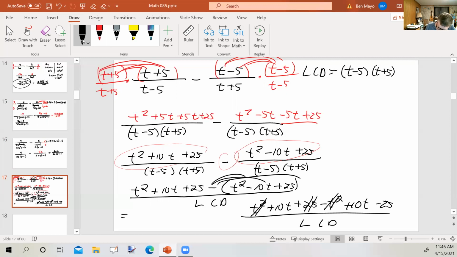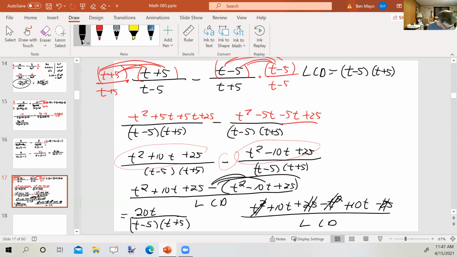All right, combining like terms, the t squared and the minus t squared would cancel. The 25 and the minus 25 would cancel, and I'm left with 20t over t minus 5 times t plus 5. And nothing will factor out further. Hang on a second here. And let me see. Yeah, so that's as far as I can go with that one.